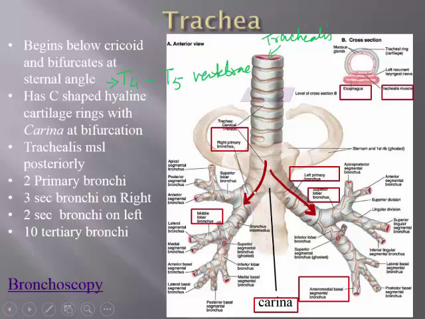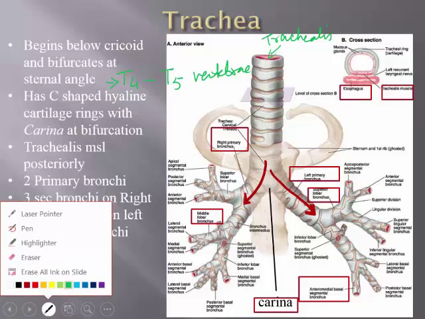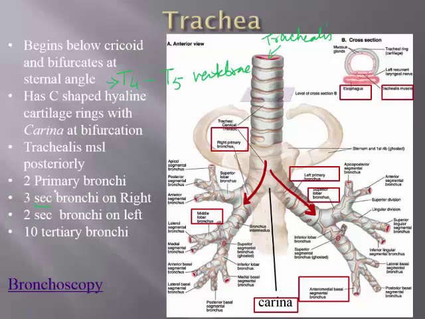So the trachea divides into two primary bronchi, a right primary bronchus and a left primary bronchus. Each primary bronchus then divides into secondary bronchi, which go to the lobes of the lungs. So the secondary bronchi are also known as lobar bronchi. And that is what you can see here, lobar bronchi.